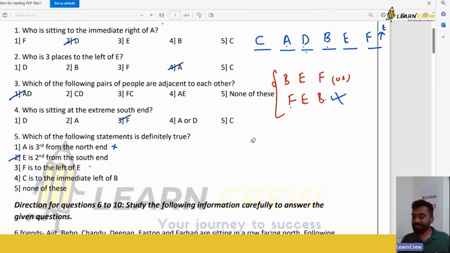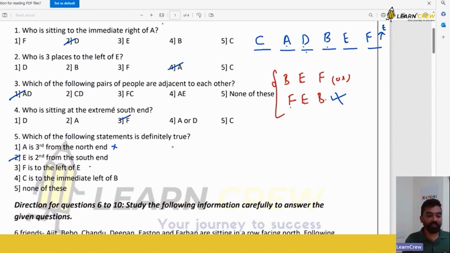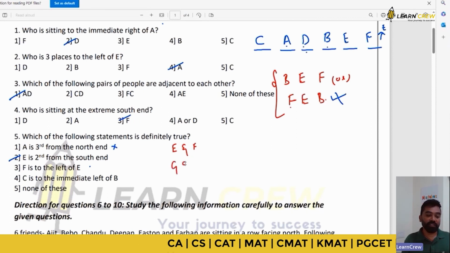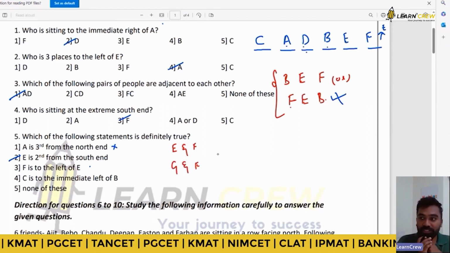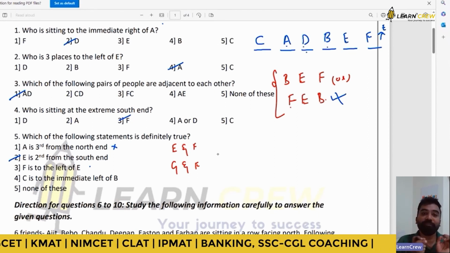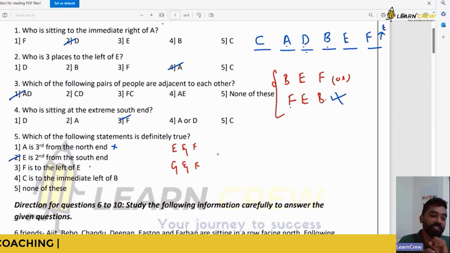The number of persons sitting between E and F is same as the number of persons sitting between G and F. So who is sitting in between? F. The number of persons sitting between G and F or E and F is the same as the number of persons sitting between G and F. They both have said F.